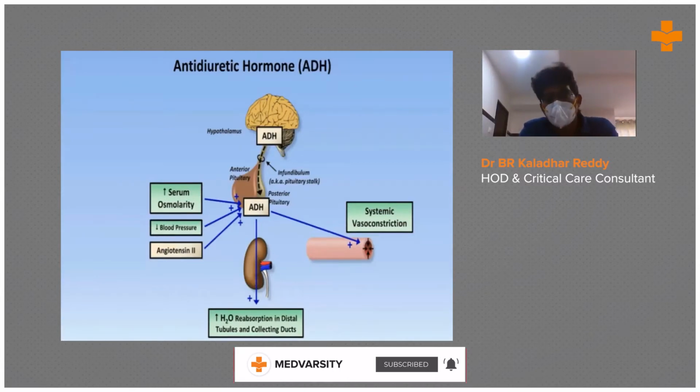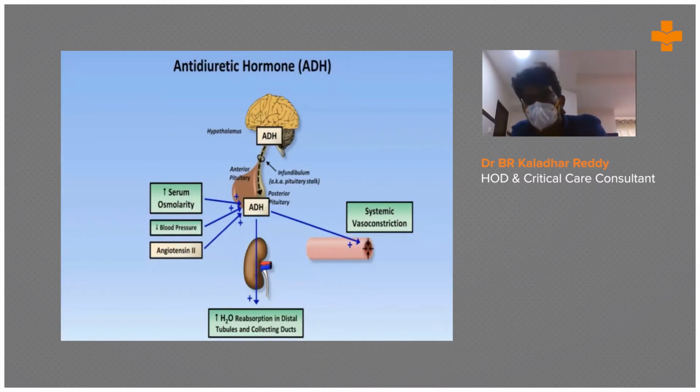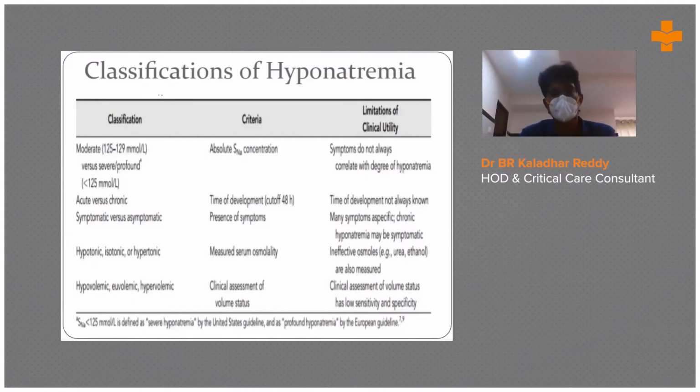This is the antidiuretic hormone, ADH, released from the posterior pituitary, which causes direct systemic vasoconstriction, or, the second action as we have discussed, helps in water reabsorption in the distal tubules and the collecting ducts. So these are the basic classifications of hyponatremia. Less than 135 is hyponatremia, moderate is 125 to 129, and severe is less than 125. As per US guidelines, less than 125 is severe hyponatremia; as per European guidelines, we call it profound hyponatremia. Whatever the terminology, we can follow whichever we want.